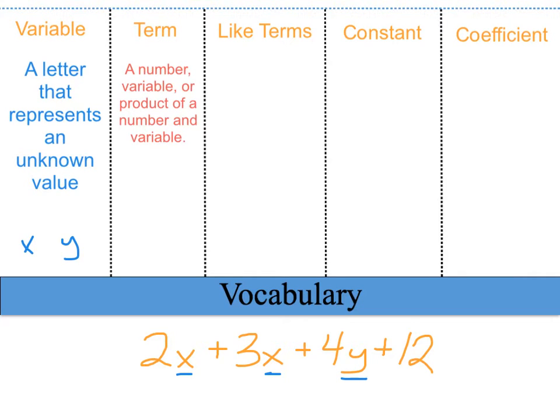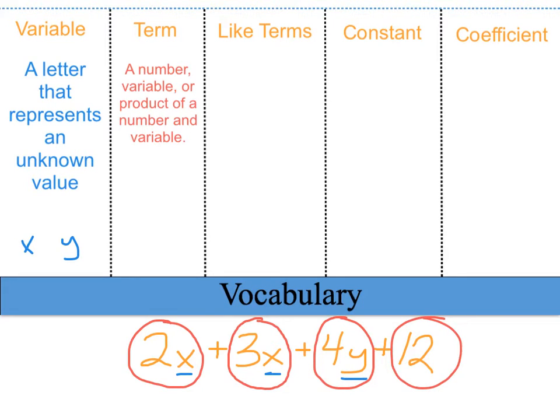The second part of this algebraic expression is called a term. A term is a number, variable, or product of a number and a variable. And terms are usually separated by plus or minus signs. So for example, this is one term because that's a product of a number and a variable. Separated by another plus sign is another term. Here's another term and another term. So this particular algebraic expression had four terms. The first term was 2x, the second term was 3x, the next term is 4y, and the last term was 12. So there are four terms here.